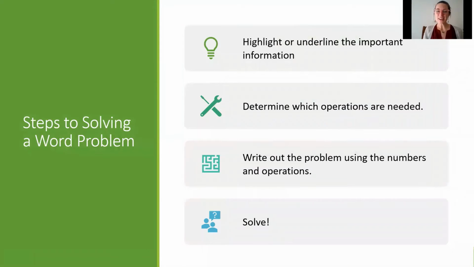So we're going to go over again our steps to solving a word problem. The first thing I encourage you to do is highlight or underline or at least identify what the important information is. And this helps to take something from a bigger problem into a much smaller problem because we can identify the key parts rather than being distracted or overwhelmed by the other parts. Then we need to determine which operations are needed, and then we can write out our problem using those numbers and operations. So are we adding, subtracting, dividing, multiplying, and what numbers do we need in that process? And our final step is to solve.